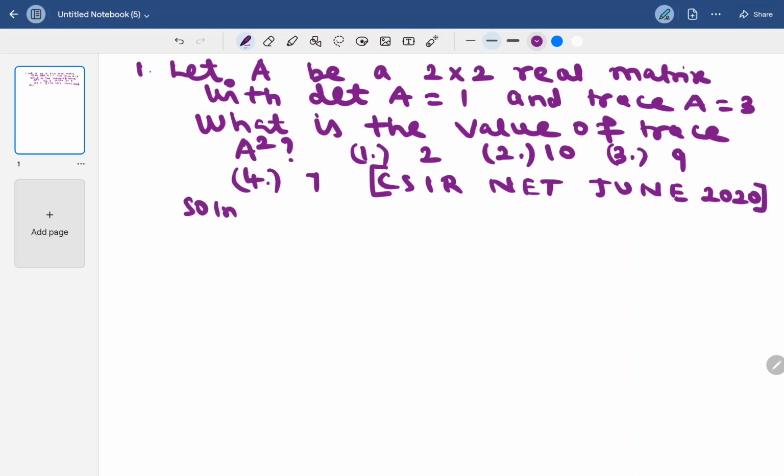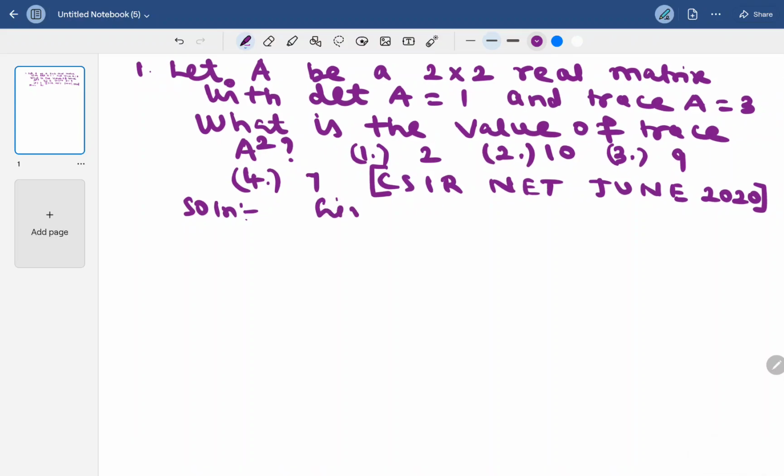Solution. It is given that A is a 2 cross 2 real matrix with determinant A equal to 1 and trace A is nothing but 3. We have to find the value for trace of A square. First option is 2, second one is 10, third one is 9, fourth one is 7.